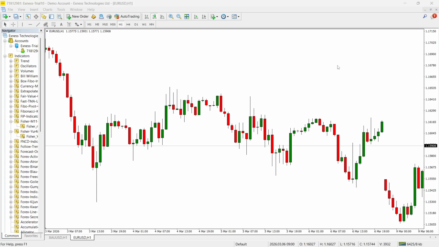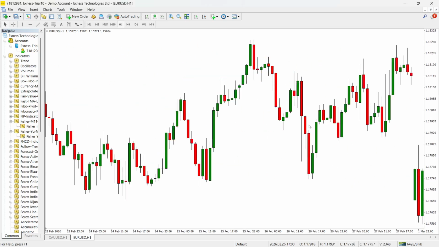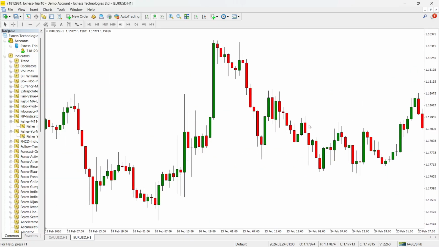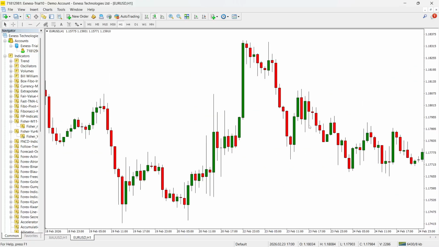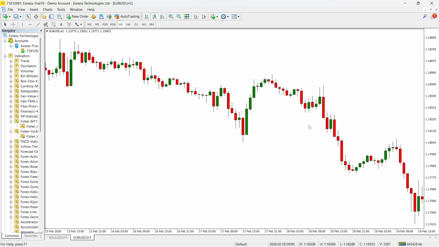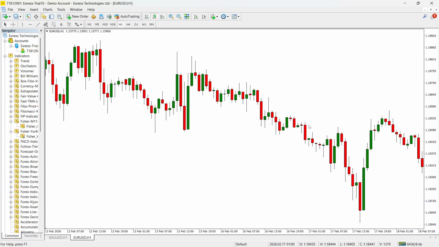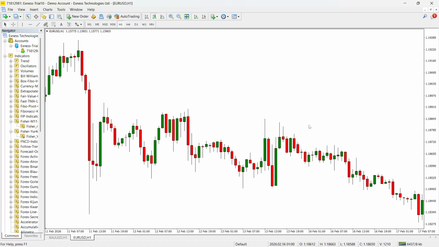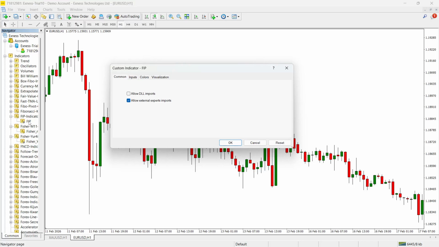Hello traders. In this video, we are taking a look at the FIP indicator for MT4. We'll cover how this on-chart buy and sell system appears, what its arrows and templates imply about tops and bottoms, and why it is important to understand its repainting behavior before using it in live trading. At this point, I'll load the indicator on the chart so you can see how it looks in real time.